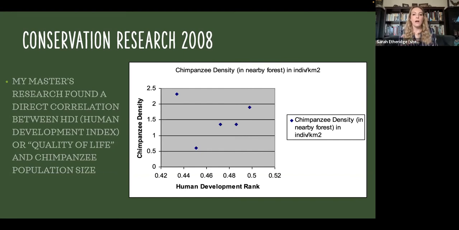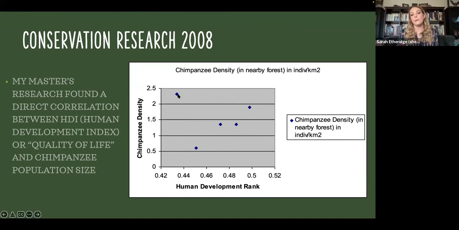And what I found was when I started plotting the HDI level with the amount of chimpanzees in the area, there's a very strong positive correlation. What that means is you can draw a line from the bottom left of this chart to the top right, and it goes right through all of these points, which means that as the quality of life or HDI gets higher, there's more chimpanzees in the area. So happier people means happier chimpanzees.